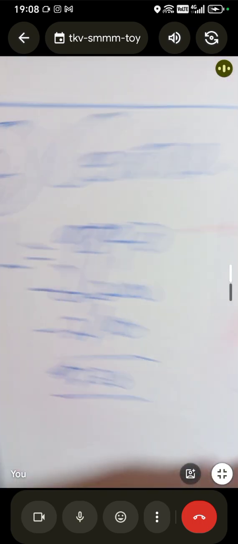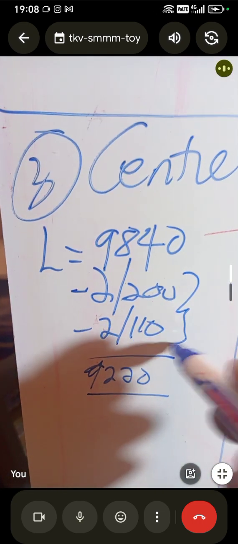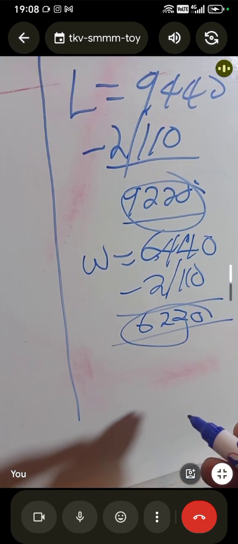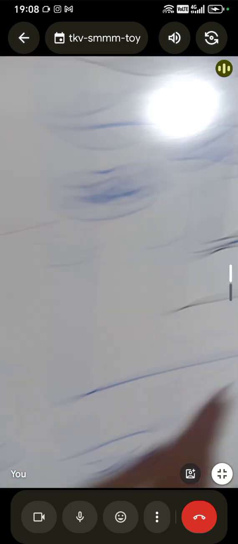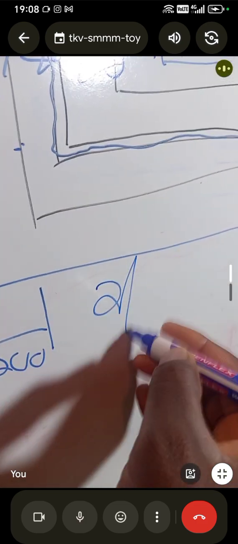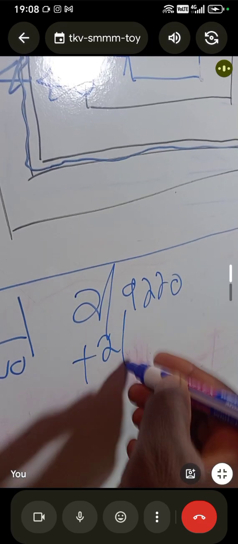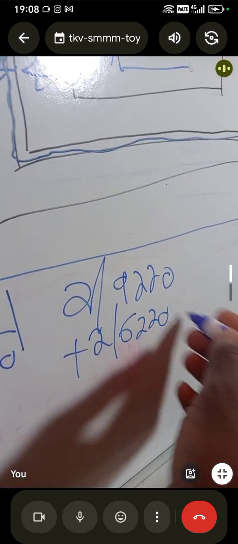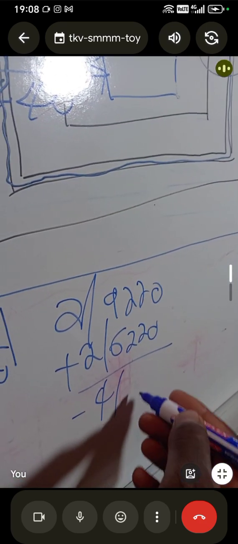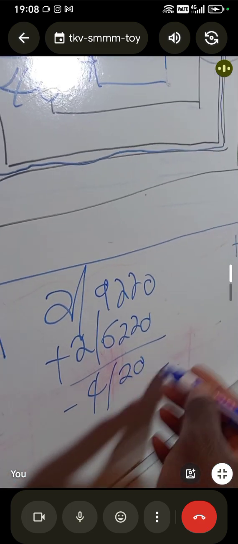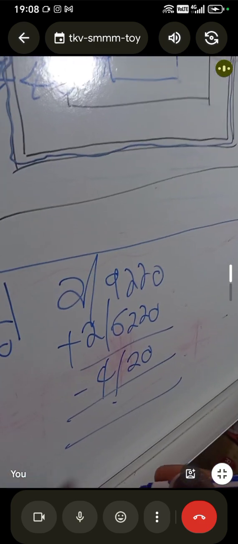And then you're going to calculate the center line, whereby you're going to say the center line is going to be 2 of 9220 plus 2 of 6220 minus 4 by what? What is the thickness? It's 20. And then you get this answer there. You get it?